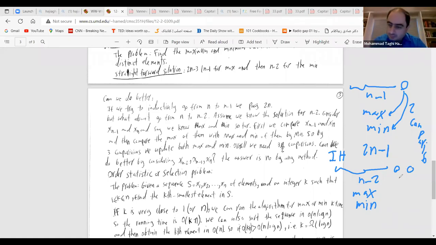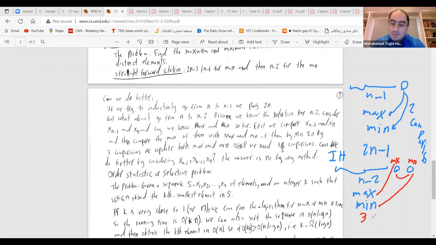We can just compare these two new elements and say who is the max and who is the min. So we have one comparison here, and we find the max and min of the pair with one comparison. Then we just compare max with max and min with min. It means that for these two new elements, we are doing three comparisons. So for any two elements, we are doing three comparisons.